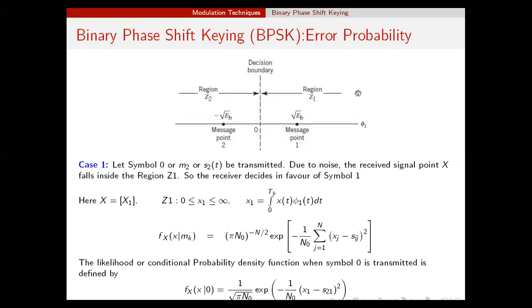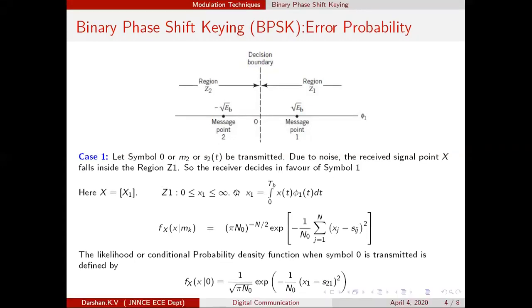You want the PDF. So therefore, you are supposed to calculate the likelihood or conditional probability density function. So you need to have the PDF actually. That is the reason you need to have the probability of the error. That is the reason why we need to find out the likelihood function. So how to find out the likelihood function?